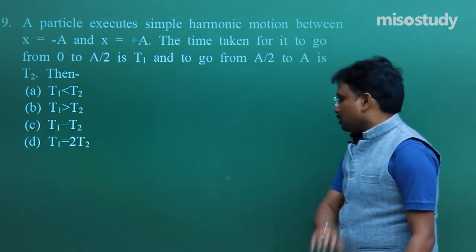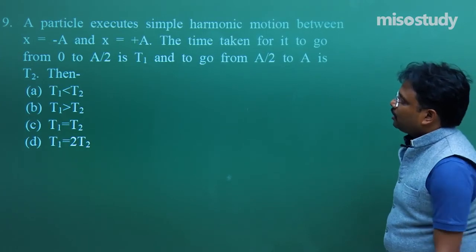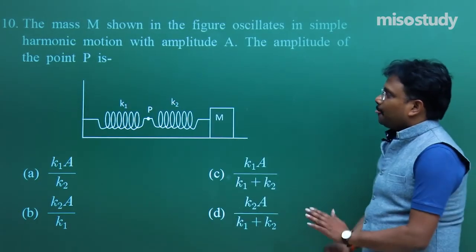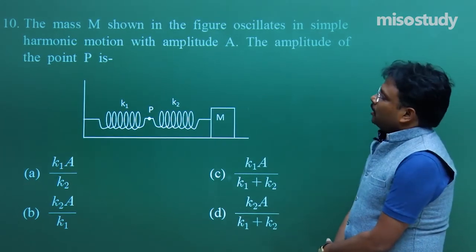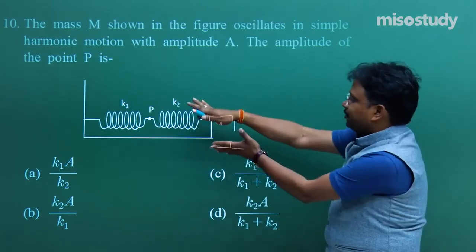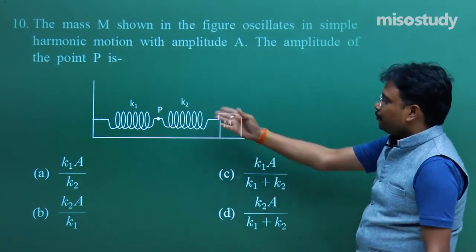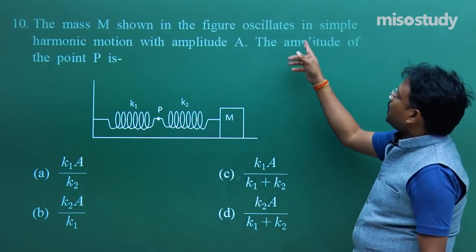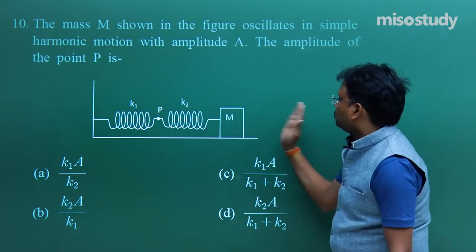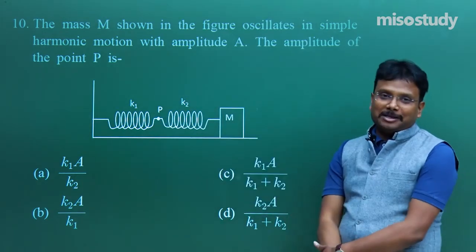Then a next question obviously is bound to come in front of your screen, and here comes this question. Question number 10. The mass m, I thought it's better to place this diagram rather than to create it freehand. Beautiful diagram. In the figure, the mass oscillates in SHM with amplitude A. The amplitude of the point P is how much?